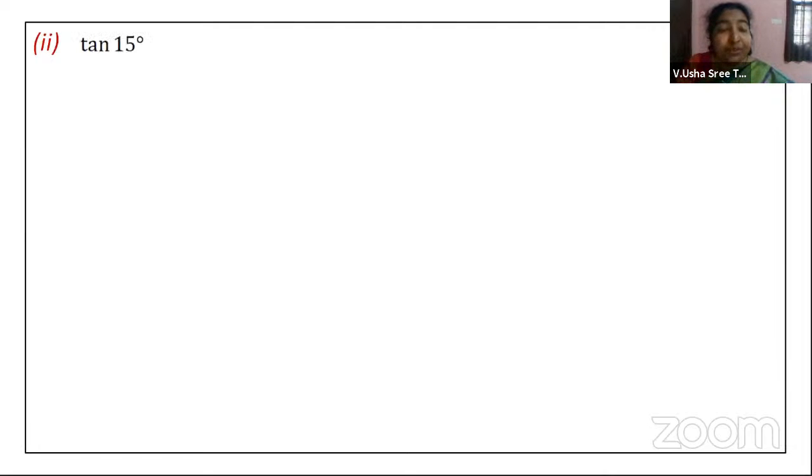Now, we'll look into another problem with 15 degrees, tan 15 degrees, children. Tan 15 is tan of 45 minus 30. See, we are very choosy when we are taking the angles, isn't it? We have taken 45 and 30. Why? Because we know the values of 45 and 30 degrees for all the trigonometric ratios. So 45 and 30, when you take the difference, is 15.